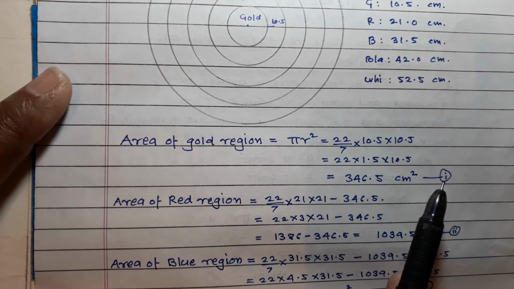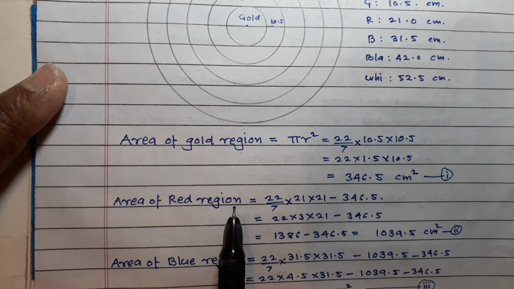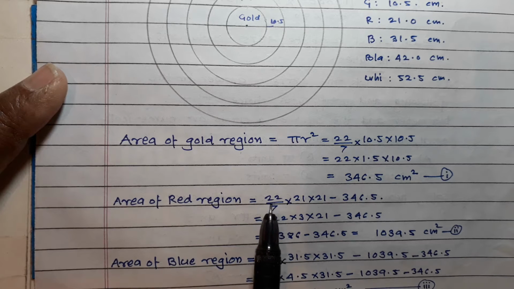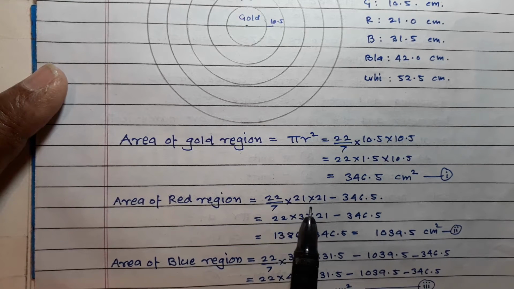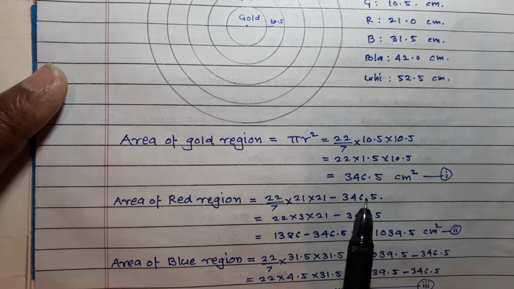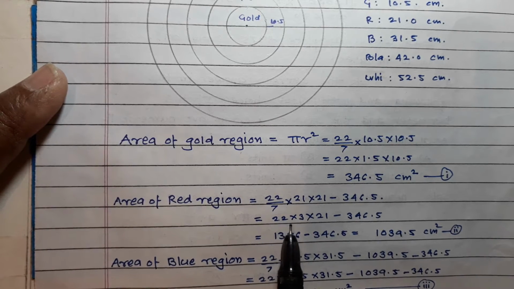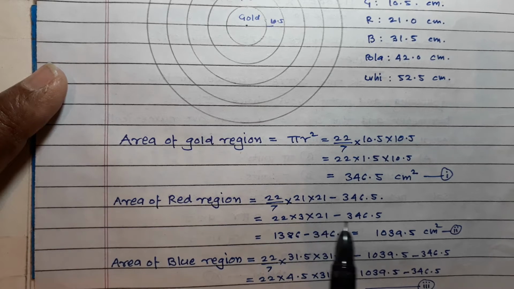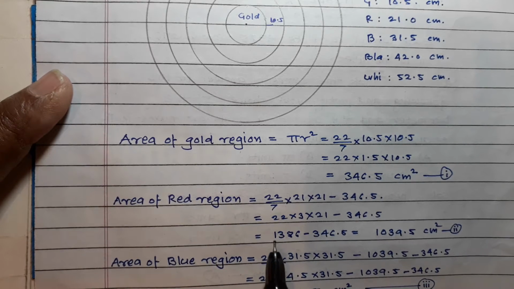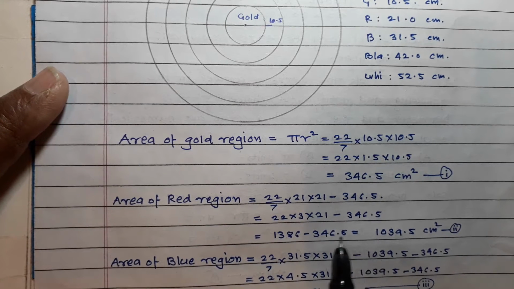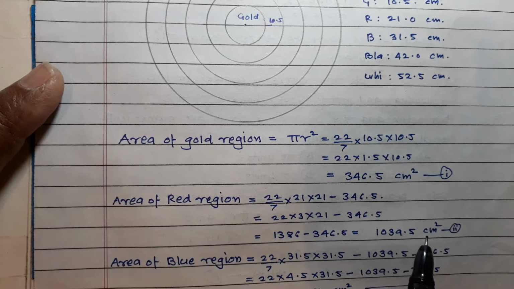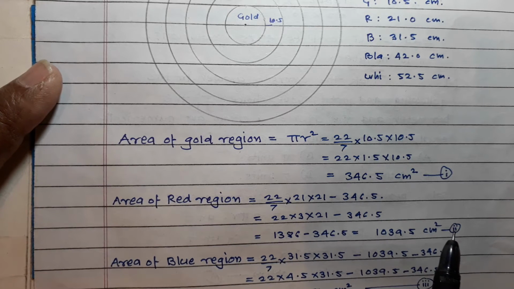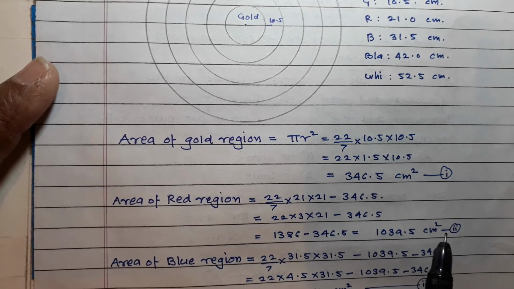This is number 1. Area of red region is equal to pi, 22 upon 7 into 21 into 21, minus this area. So it is equal to 22 into 3 into 21 minus 346.5. If you simplify this, you will get 1386 minus 346.5, and if you subtract this, you will get 1039.5 cm square. This is the area of the red region.